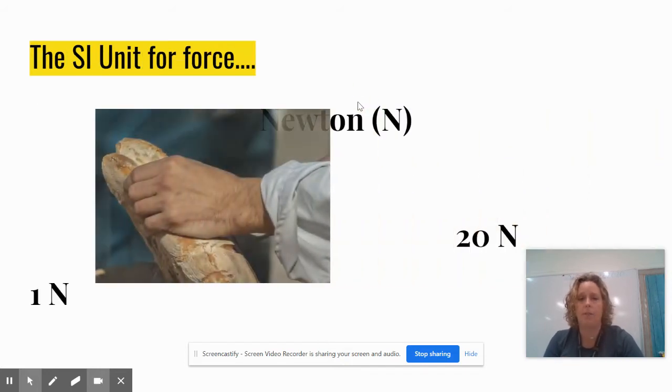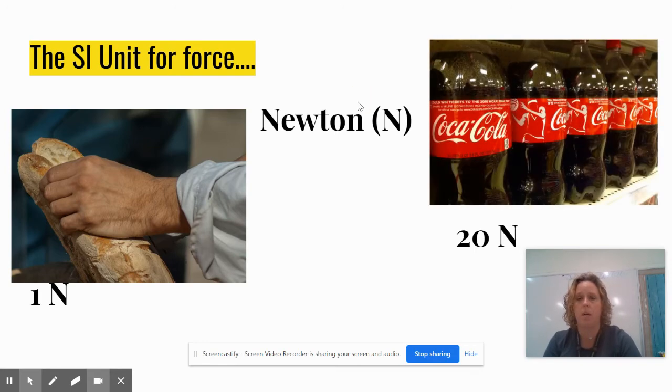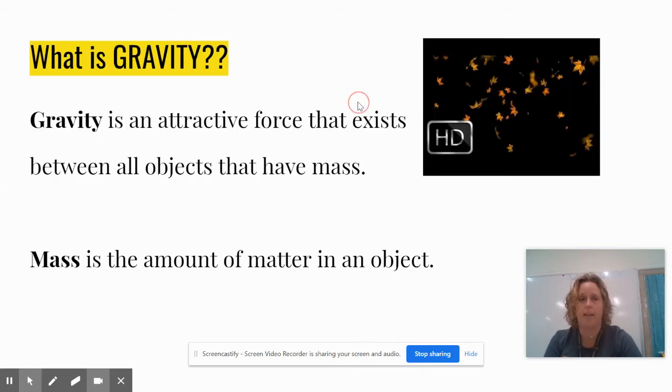Okay, and the SI unit for force is going to be Newton, whereas when we talked about acceleration, the SI unit we used was meters per second squared. The SI unit for force is Newton. If you were to pick up a loaf of bread, or try to squeeze bread, 1 Newton would be an approximate amount of force, whereas if you had to open a 2 liter of Coke, it would take about 20 Newtons of force to make that happen.